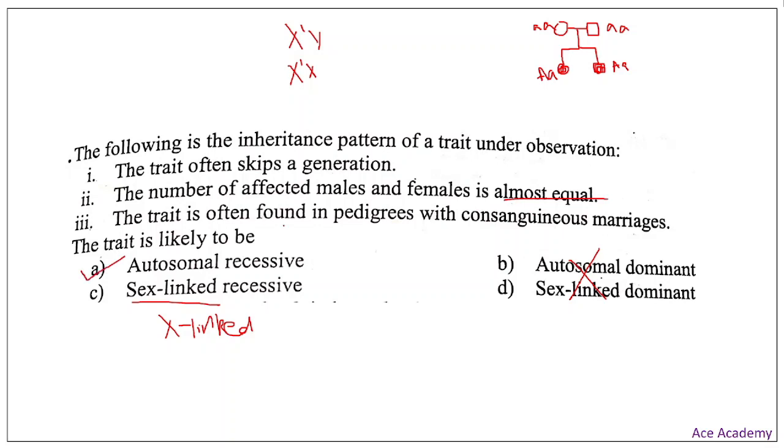The third observation is that the trait is often found in pedigrees with consanguineous marriages. Consanguineous marriages are marriages between siblings or between members of the same family, for example, between cousins. So, if two heterozygous siblings marry and they have children, then the children might receive only the recessive alleles, making them affected. Therefore, the most likely answer over here is autosomal recessive.